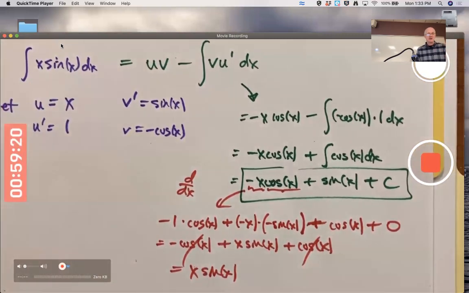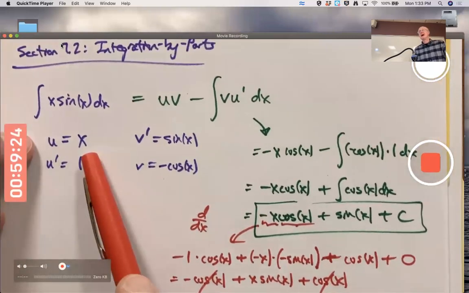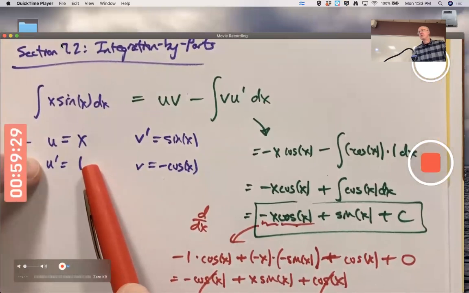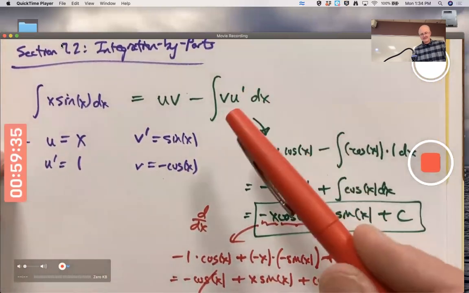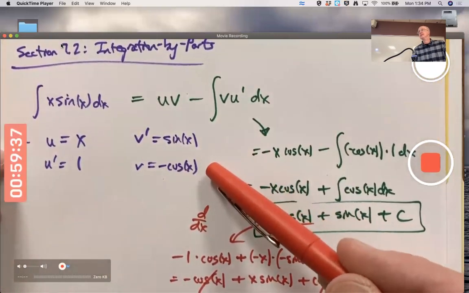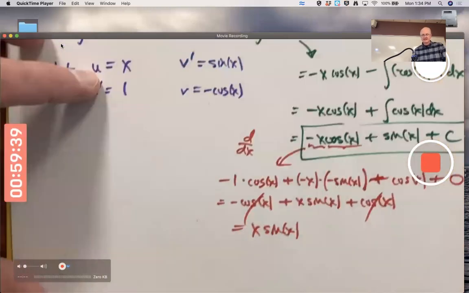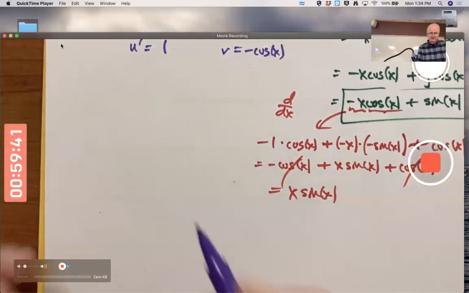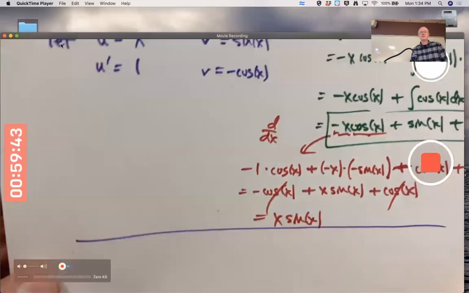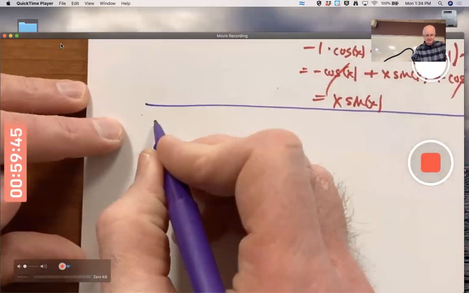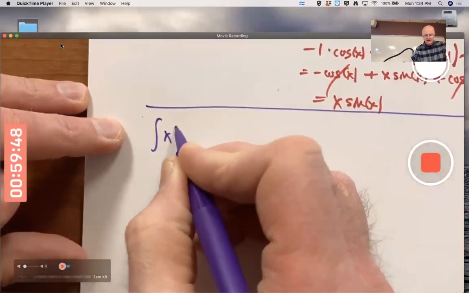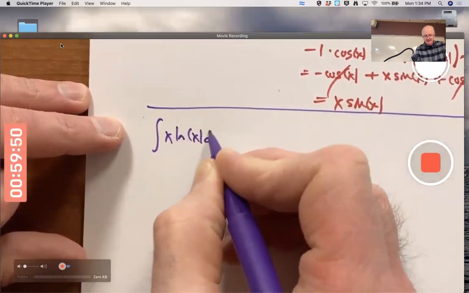This guidance, though, in particular the guidance of letting u be something whose derivative is simpler, is not always the best guidance. The more important guidance is v prime is something easy to integrate. And that's going to happen in our next example. And this will be our last example for the day. Integral of another function that's kind of similar to the previous example.